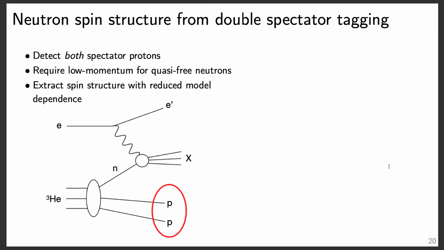What you can do is you can also extract the neutron spin structure using double spectator tagging. In this, you still use polarized helium-3, but instead of tagging on just one recoil spectator, you actually tag on both of the protons. So you have to detect the scattered electron and two protons. This is the only way that you can ensure that the neutron was actually the active nucleon that you scattered off of. And so what you want to do is require that these two protons have very low momentum, so that you're scattering off of this very low momentum neutron in helium. And then you can extract the spin structure with much reduced model dependence.